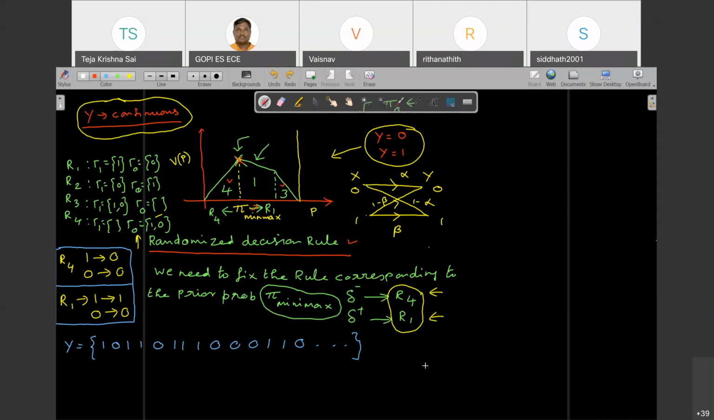To understand this randomized decision rule, I will explain how to fix this roulette wheel and how to fix this area, slightly later, immediately after this. So let us assume that we have a roulette wheel and we have two different areas. One area is meant for rule 1, the other area is meant for rule 4. So now what we are going to do is, for every y you receive in the receiver section, we have to rotate this roulette wheel. The pointer may point to either rule 4 or rule 1.